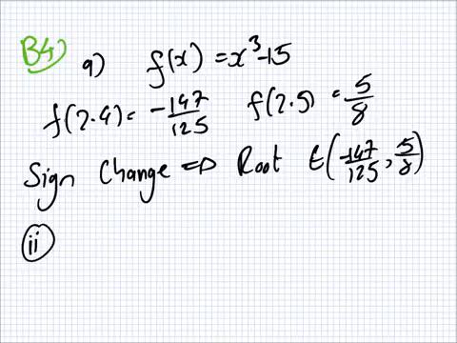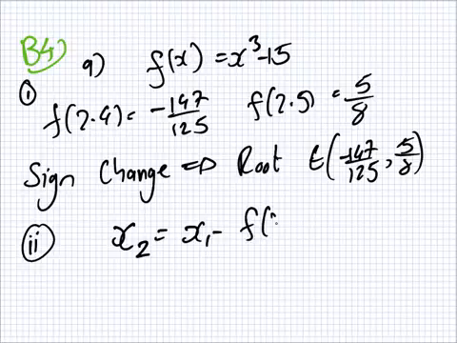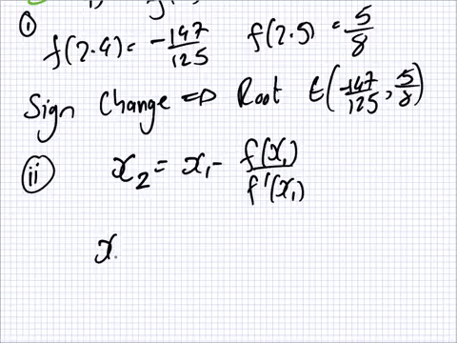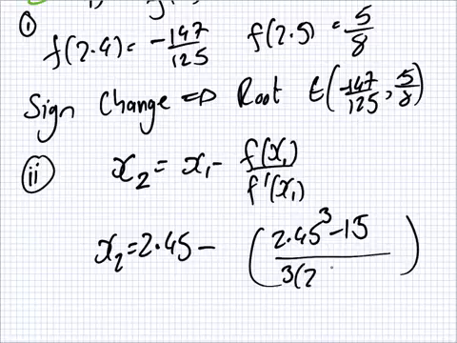Part 2, Newton-Raphson. Use Newton-Raphson method to find the root. So Newton, how many times? Only once. So x2 equals x1 minus f of x1 over f derivative of x1. So that means x2 will equal 2.45 minus 2.45 cubed minus 15. And the derivative, what's the derivative? It's 3x squared. 3x squared. So what do we get here?